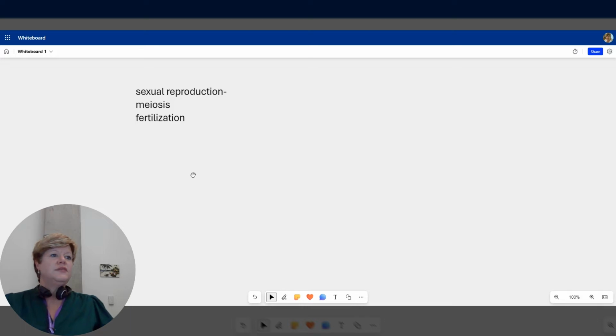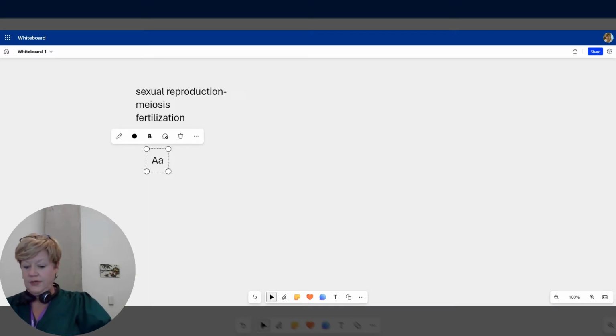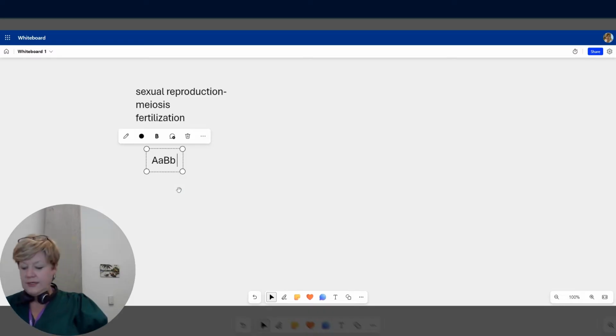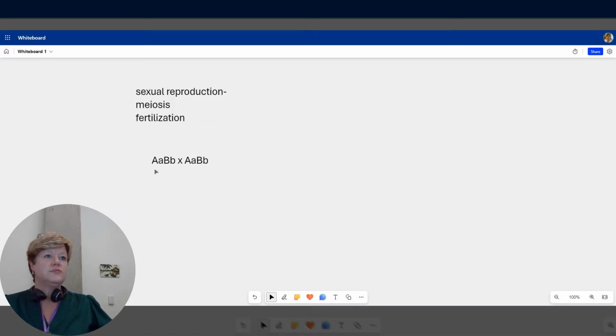So when we think about the dihybrid cross, we're starting with an individual that has some kind of genotype. Just going to use a general pattern, big A, little a, big B, little b, and then we're mating it to another individual with that same pattern of genotype. So this is the particular cross that we would call the dihybrid cross.